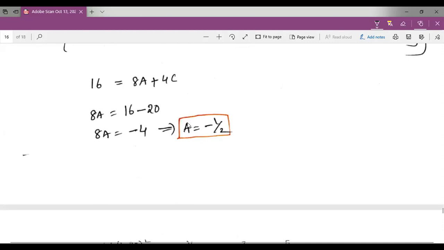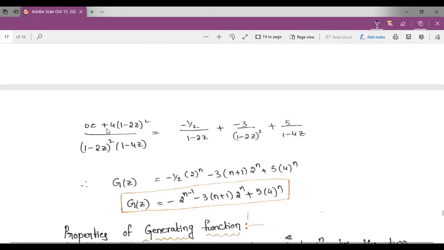Now we substitute the a, b, c values in equation 2. So we get 6z plus 4 into 1 minus 2z whole square by 1 minus 2z whole square into 1 minus 4z is equal to the a value, minus 1 by 2 by 1 minus 2z, plus the b value, minus 3 by 1 minus 2z whole square, plus the c value, 5 by 1 minus 4z.